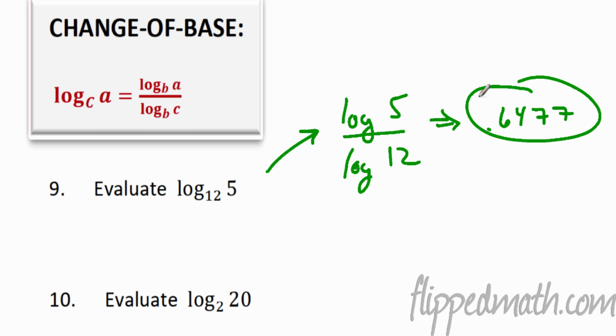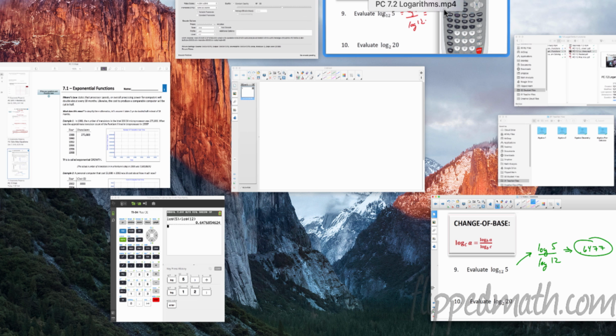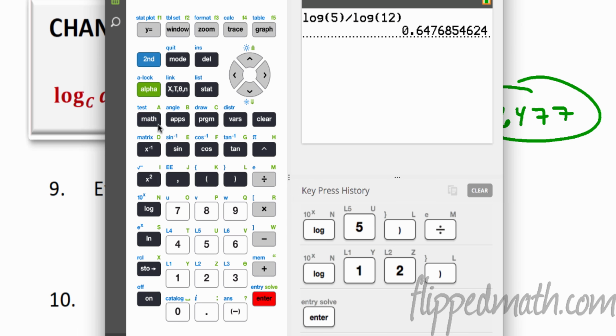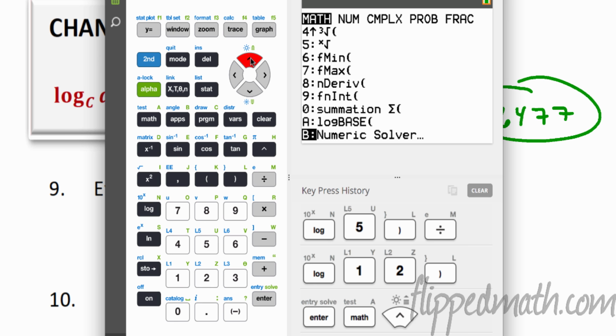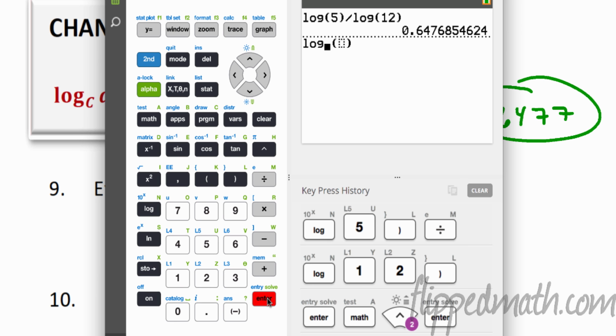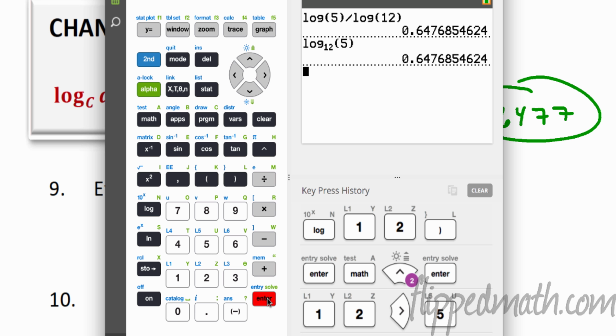Okay, but here's the thing. There's another way to do it in your calculator. I'm going to show you this now. Never before seen. Go show an Algebra 2 kid. They'll love you. You go to Math, and then you scroll up. See that log base function right there? You don't have to change the bases. We can put that right in there. So this would be a 12, and this would be a 5. You can just hit Enter, and guess what? Same exact answer. That is, again, under Math, and you go up twice, and that should do it for you.